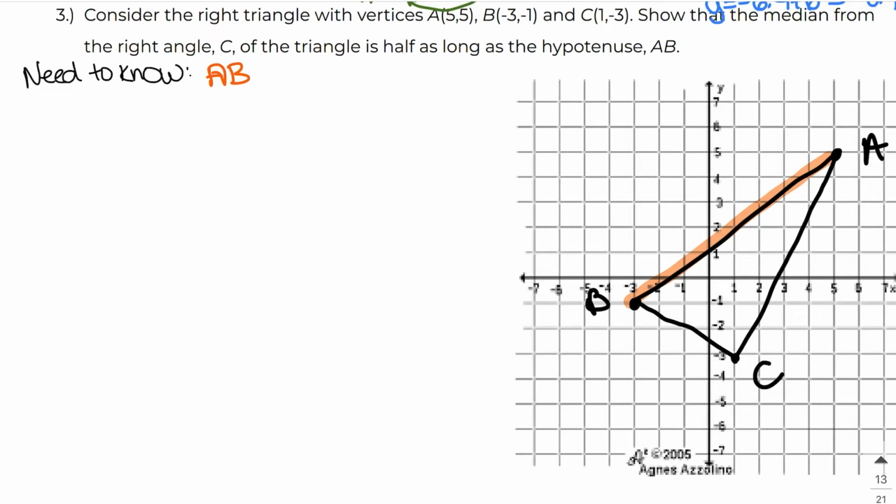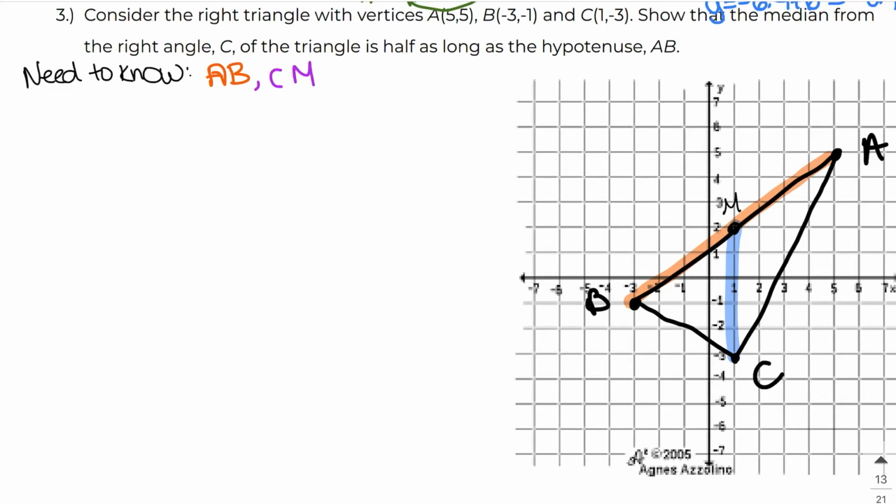But I also need to know the median, because I'm trying to show that the median is half as long as the hypotenuse. So the other piece of information I need to know is this right here, the median. But in order for me to find the median, I need to actually find this midpoint right here. So we need to find AB, and we need to also find CM.